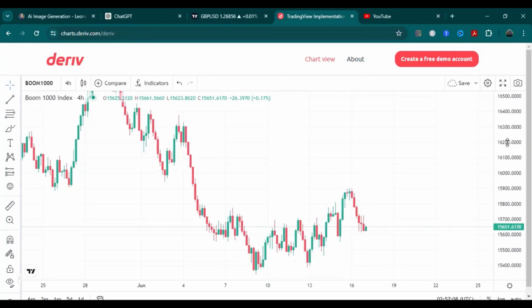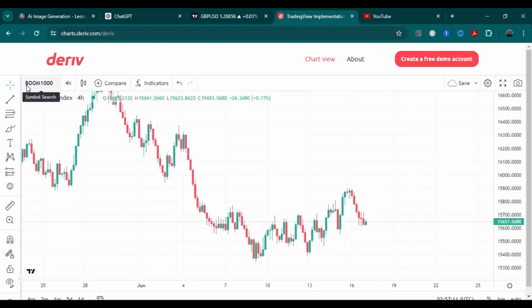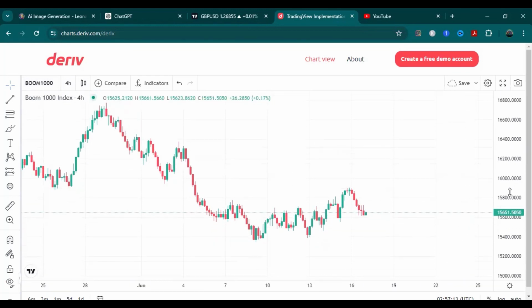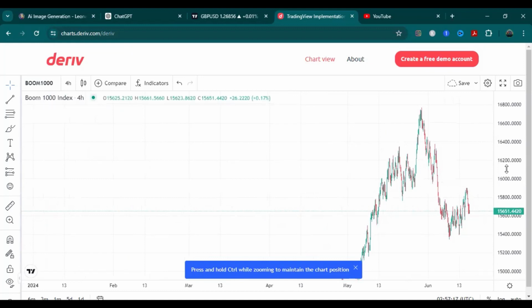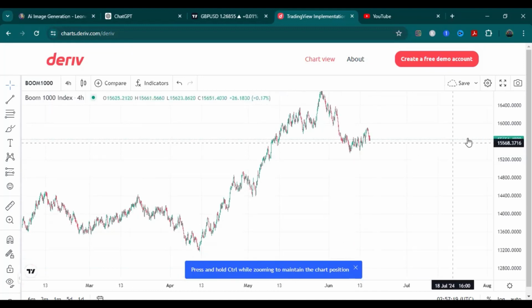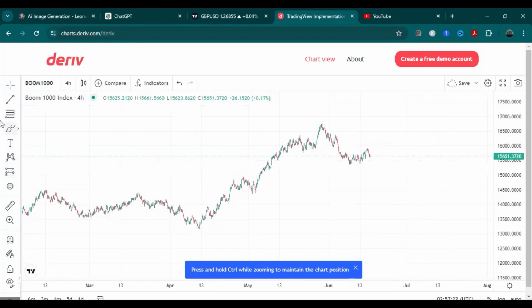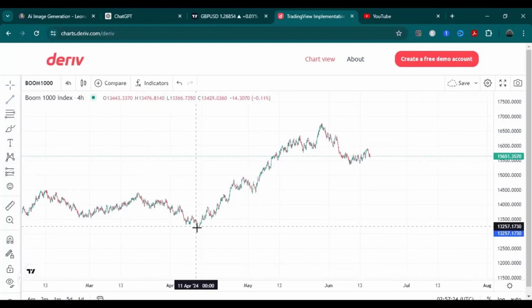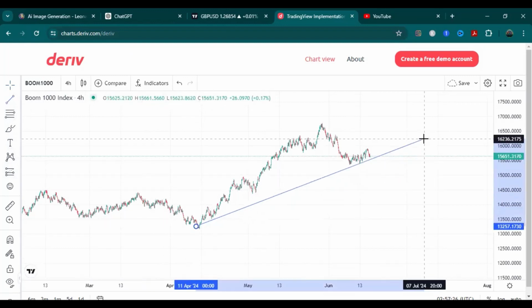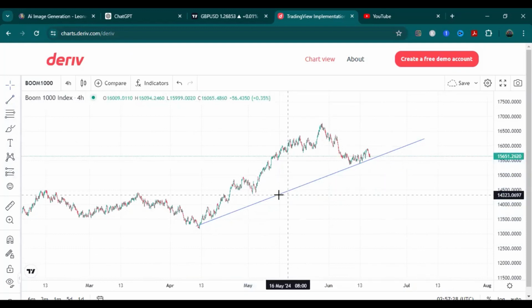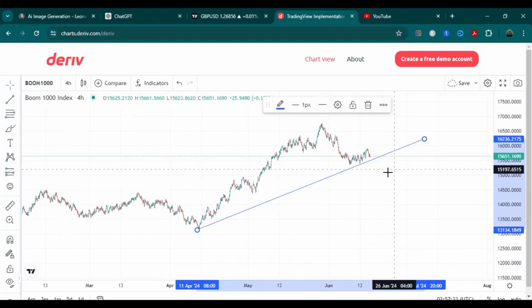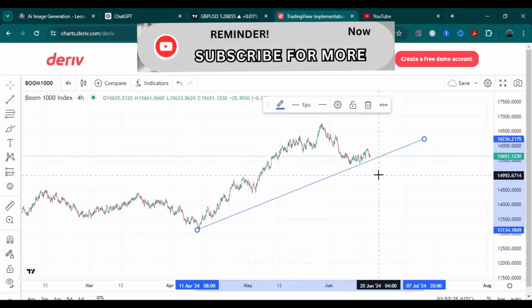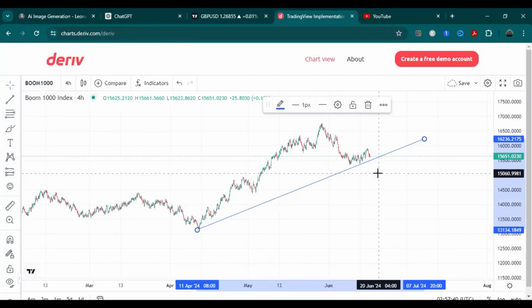Now, for instance, we want to look here right now at the Boom 1000. What you want to do is first of all zoom out like this and then check who is in power currently, the bulls or the bears. According to what I'm seeing right now, the bulls actually are in power. If the bulls are in power in Boom, that means there will be a lot of spikes to catch. That's what I mean by you need to strategically position yourself.